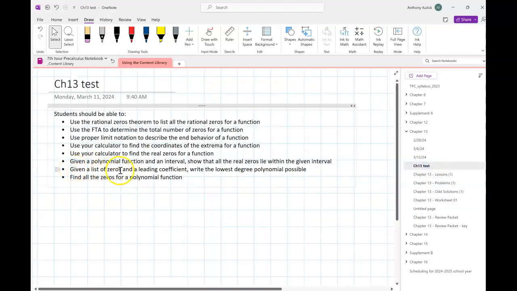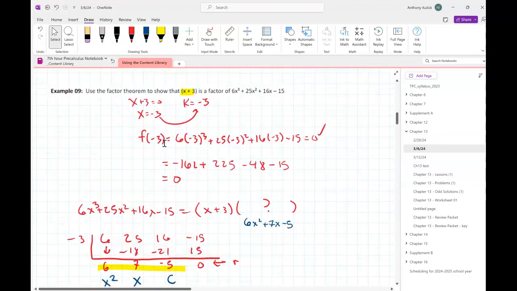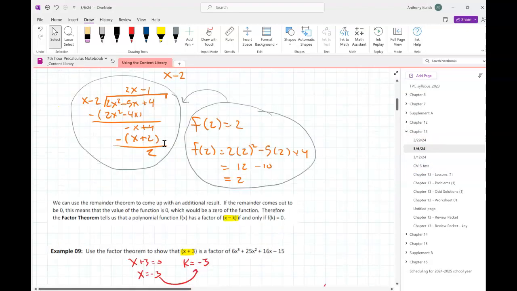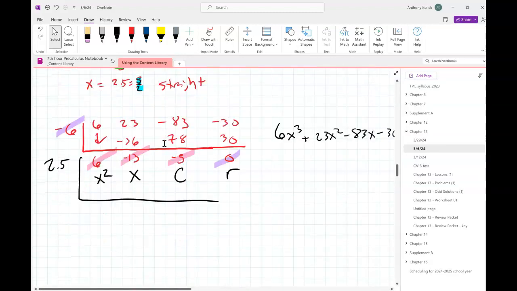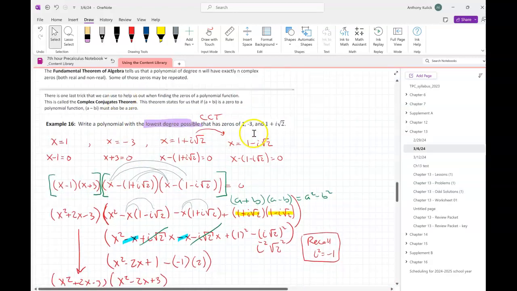Given a list of zeros and a leading coefficient, write the lowest degree polynomial possible. Again, we did that just like last time, like here. So you have some zeros, and you need to make it into a polynomial. What did I tell you about this polynomial here? On test time, that's good enough. Right? You don't have to FOIL it out.